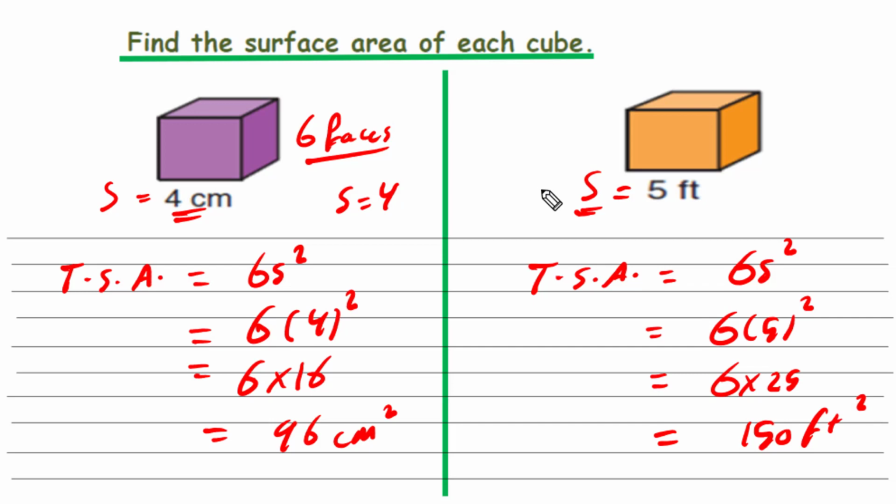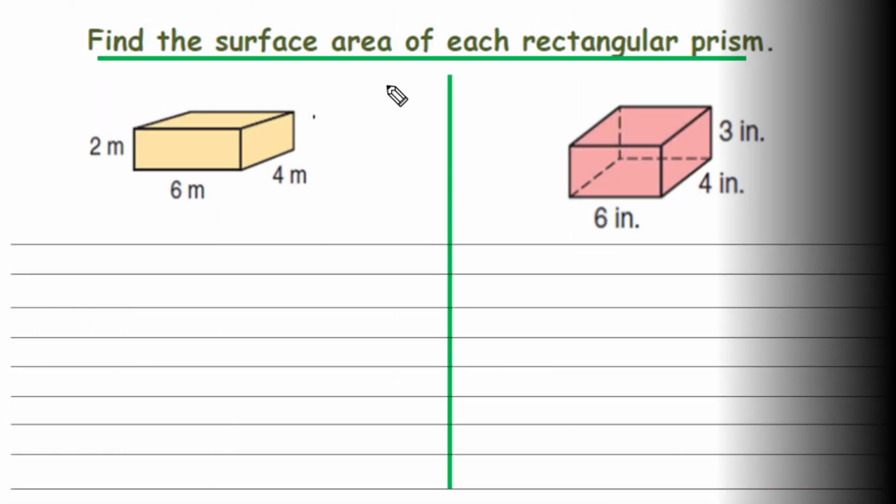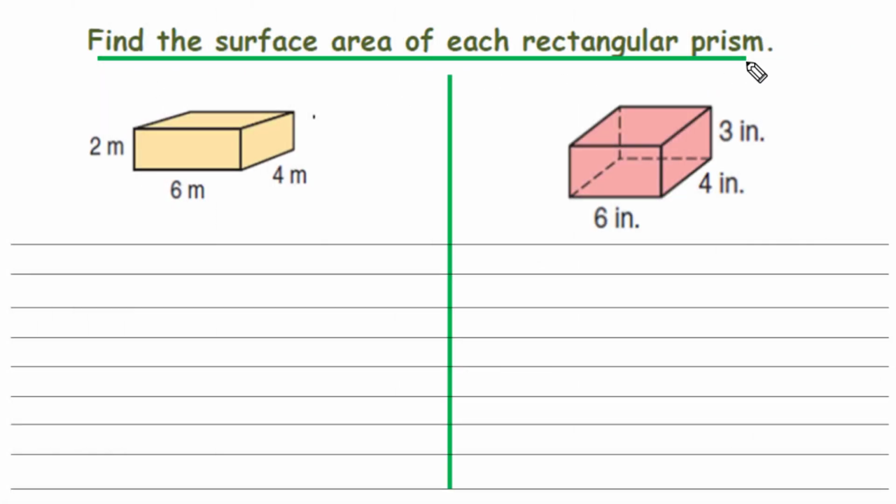So don't forget, guys, to find the total surface area of the cube, just multiply the square of its edge length by 6. 6 is what, mister? Is number of faces. Find the surface area of each rectangular prism.